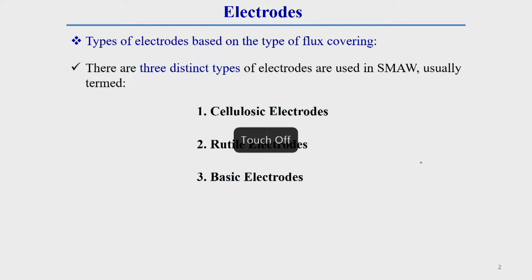Apart from that, I will complete the rest of the things related to the SMAW process, that means shielded metal arc welding or shielded manual metal arc welding process. So, last lecture I was discussing the different categories of electrode used in the SMAW process. One is called cellulosic electrodes, another one is called rutile electrodes, and the third one is called basic electrode. So, I have completed these two, cellulosic electrode and rutile electrode.